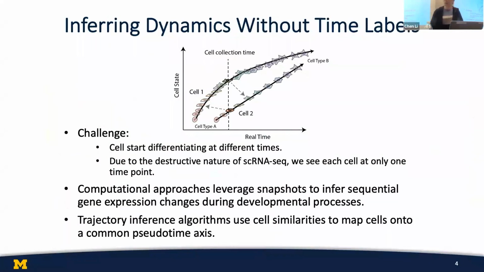But there's a fundamental limitation of current single cell technology. When the platform does the sequencing, the cells are destroyed. That means we can't track a group of cells over time to see how they develop into other cell types.